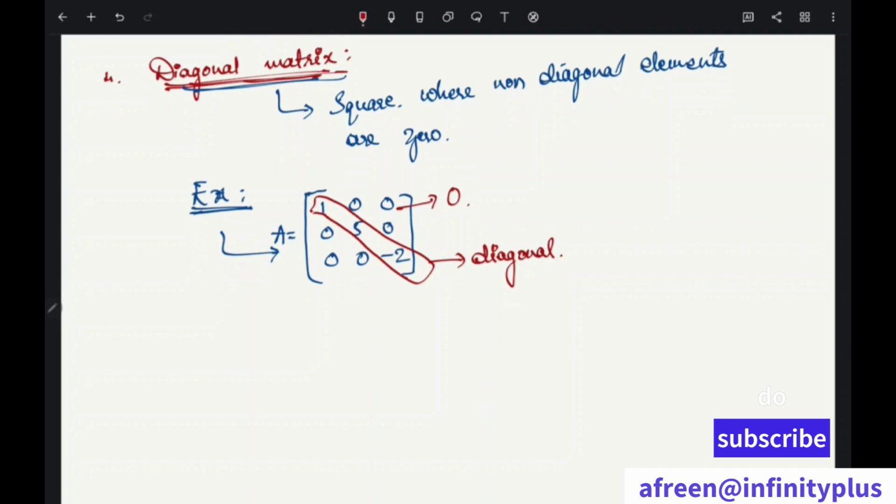Can you give me an example of a diagonal matrix apart from this matrix? Okay.